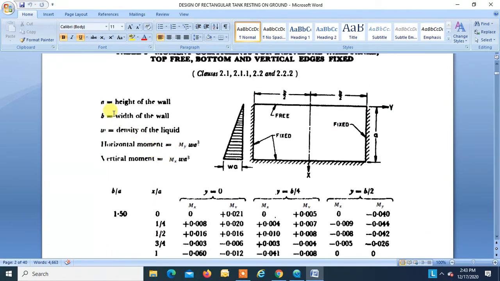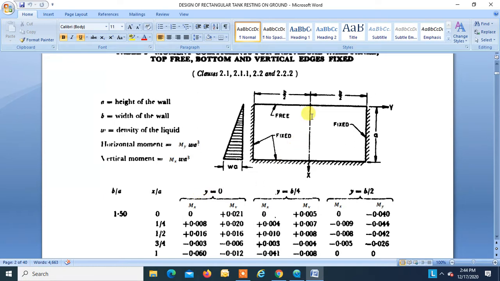So a is the height of the wall, b is the width of the wall, w is the density of liquid. Horizontal moment is equal to My, where My is the moment coefficient given in the table, into w, the density of liquid, into a cubed, where a is the height. Vertical moment is Mx, where Mx are the coefficients given in the table, into w into a cubed.